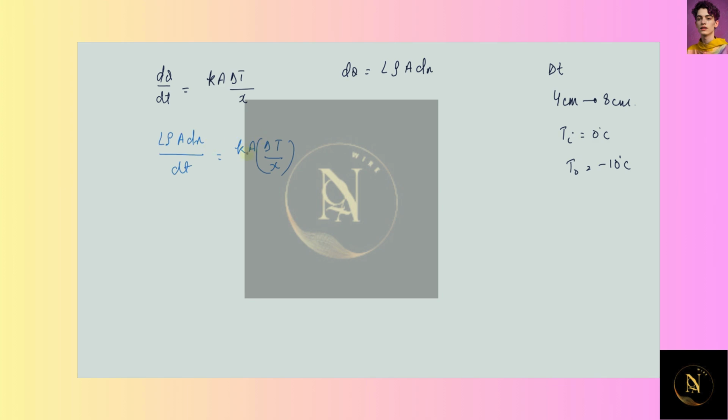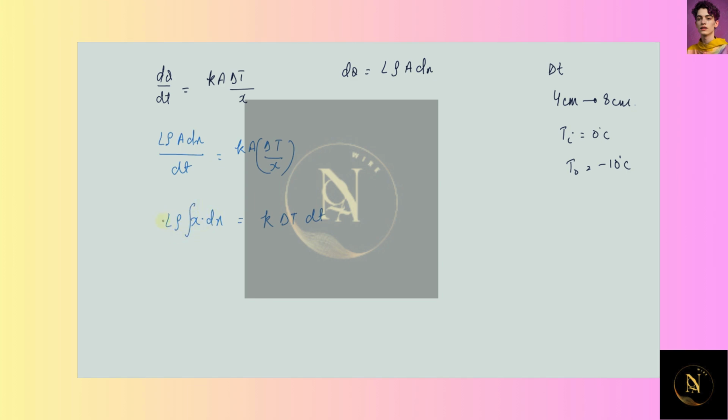Now A and A will cancel out on both sides, and we can take dt this side and x this side. So we'll get L times rho x dx is equal to K delta T dt.